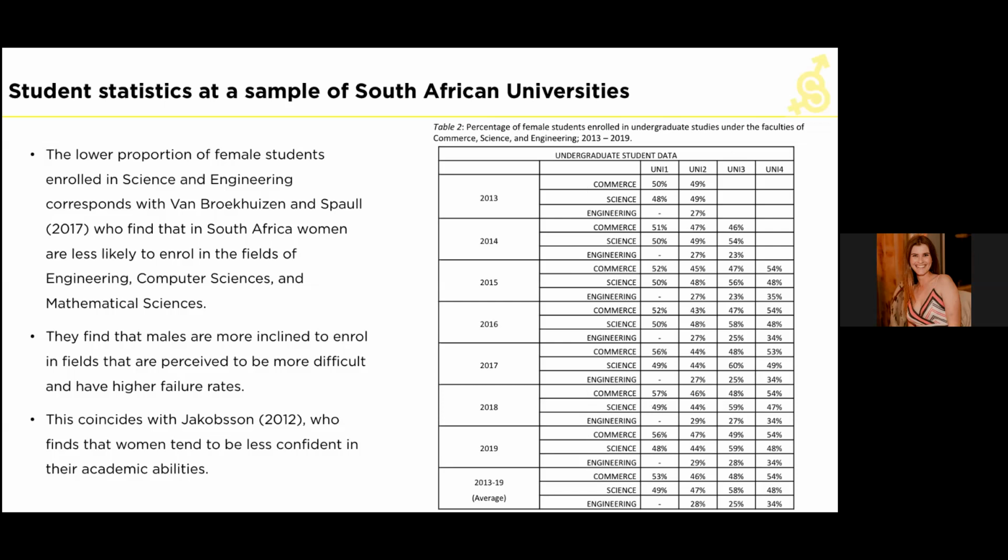The lower proportion of female students enrolled in science and engineering corresponds with Van Broekhuizen and Spoor, who find that in South Africa, women are less likely to enroll in the fields of engineering, computer science, and mathematical sciences. They find that males are more inclined to enroll in fields that are perceived to be more difficult and have higher failure rates, which coincides with Jacobson, who finds that women tend to be less confident in their academic abilities, specifically also when it comes to maths-based subjects.